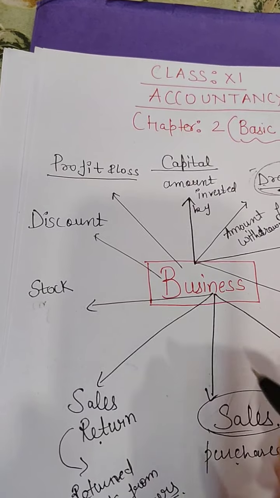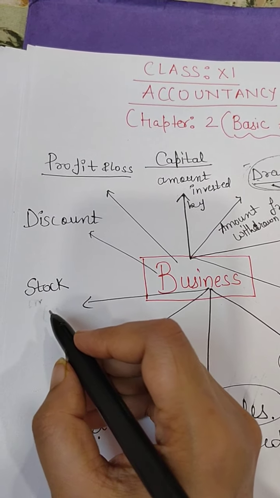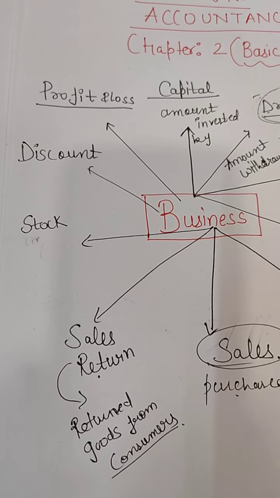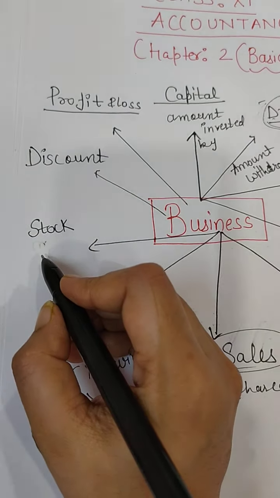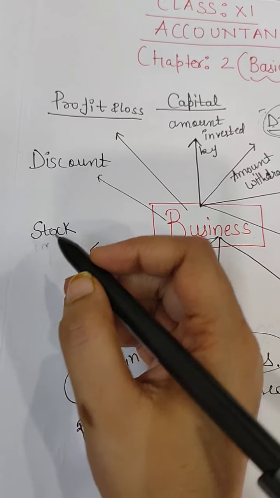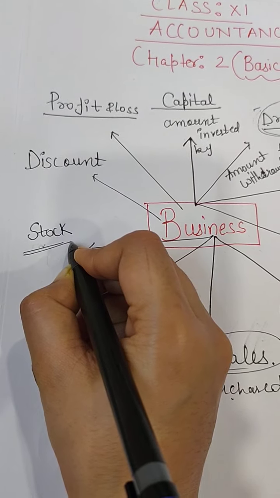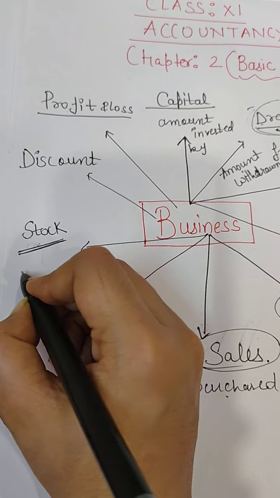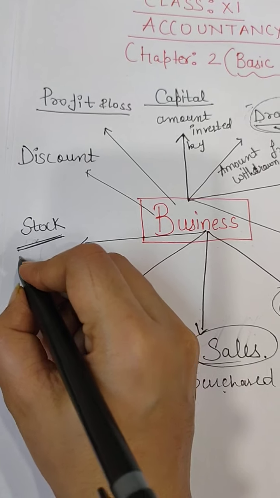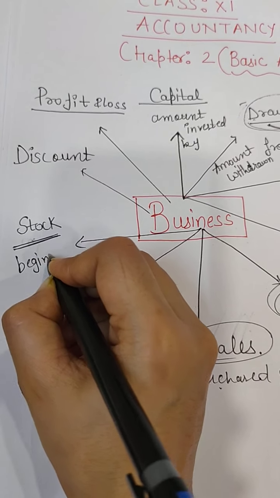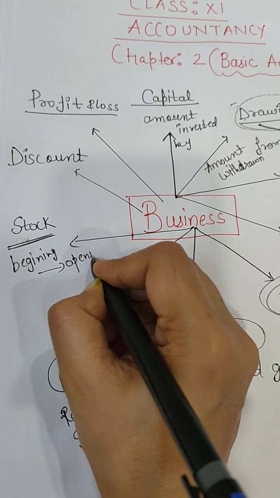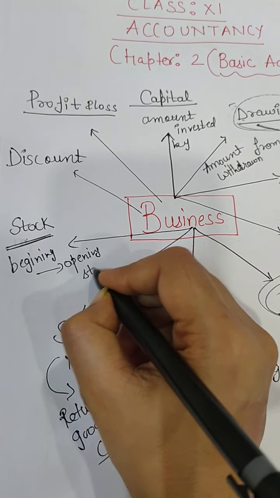Stock. So I have started the business and every business has some material with them. Which material stock the business has in the beginning of the financial year, that is called opening stock for the business. That is called opening stock.